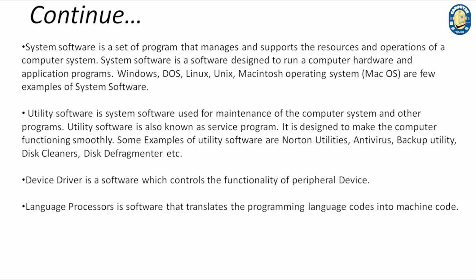Utility software is system software used for maintenance of the computer system and other programs. Utility software is also known as service program. It is designed to make the computer functioning smoothly. Some examples of utility software are Norton utilities, antivirus, backup utility, disk cleaners, disk defragmenter, etc. Device driver is a software which controls the functionality of peripheral device. Language processors is software that translates the programming language codes into machine code.